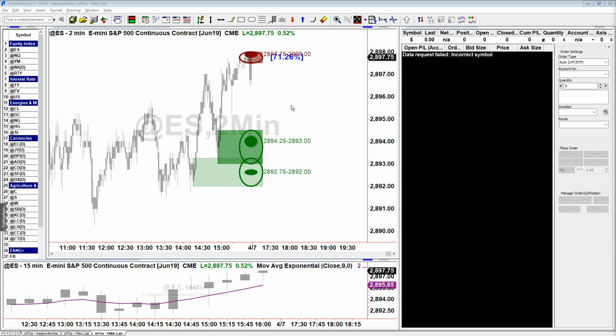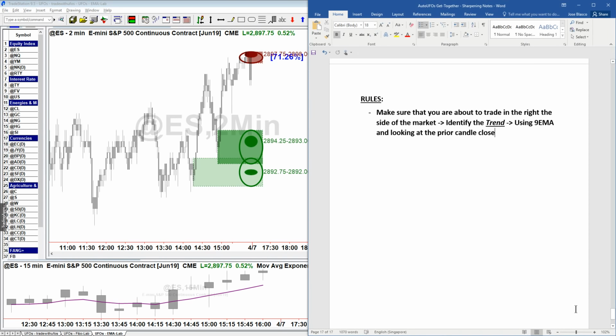Good. So anyway, let's keep going. Now that you know a little more about why we are setting rule 1 to be the way it is, which is make sure that you are about to trade on the right side of the market, identify the trend. And again, we do it because the trend tends to last. But again, there are a million ways to identify the trend, so we're just going to pick one. And the one we're going to pick is a short moving average.